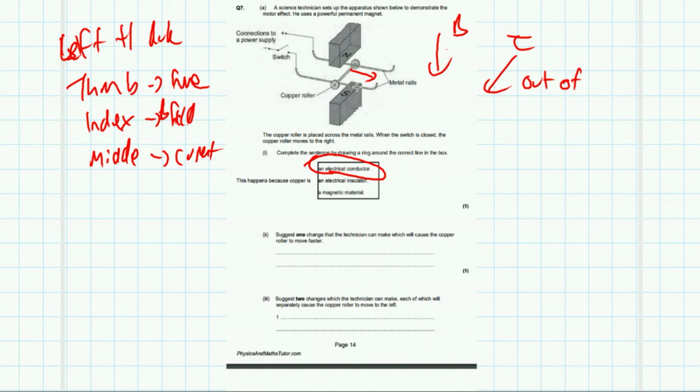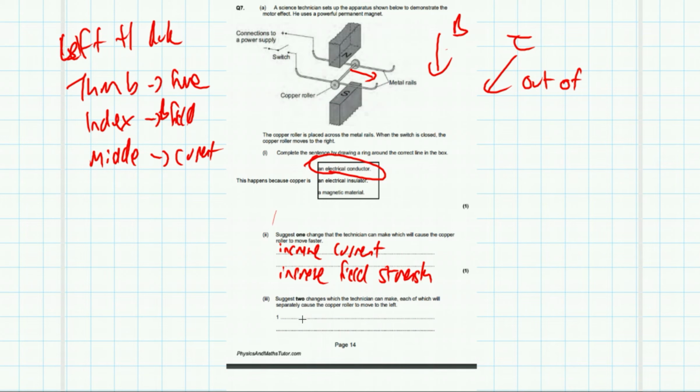Suggest one change that the technician can make which will cause the roller to move faster. So essentially, two things: you can increase the current or increase the field strength. Either one will increase the force, which will move the roller quicker.